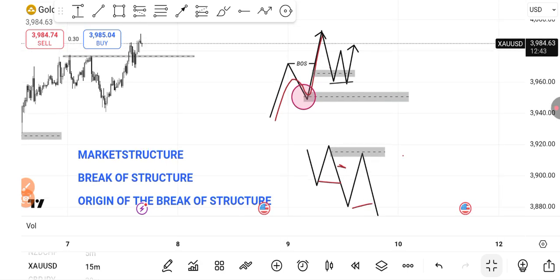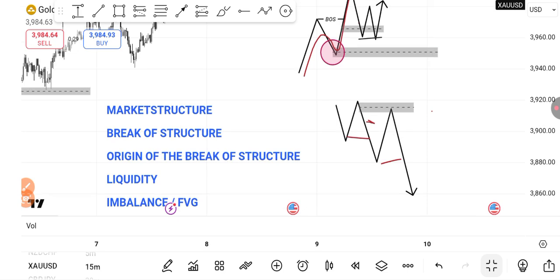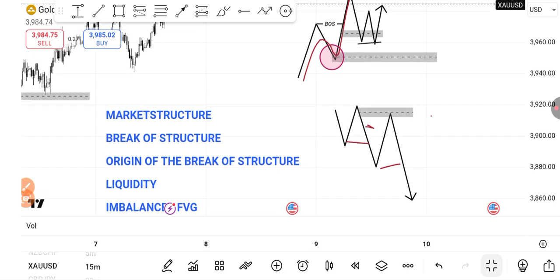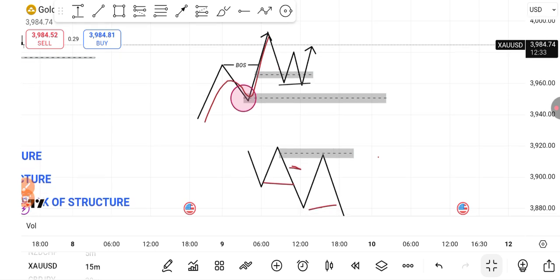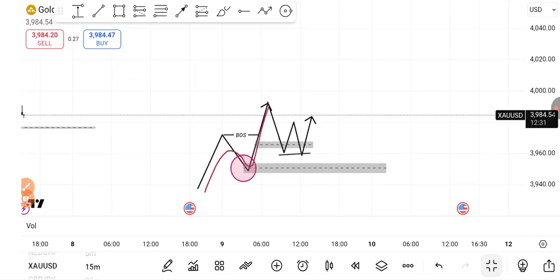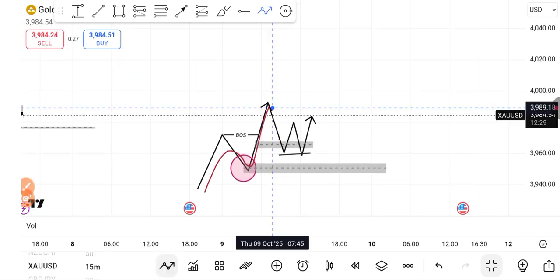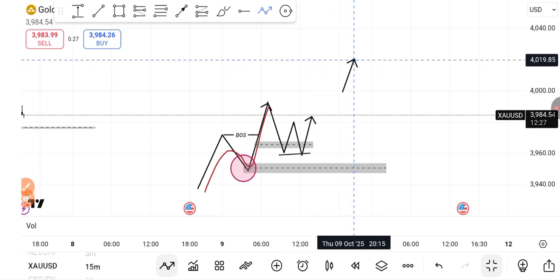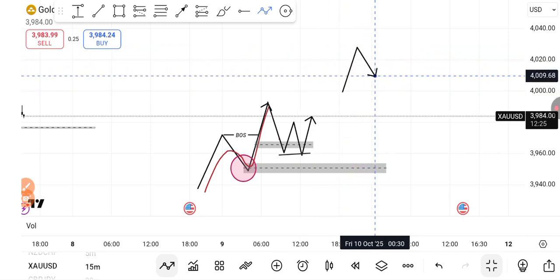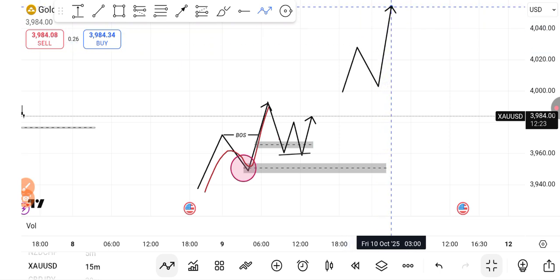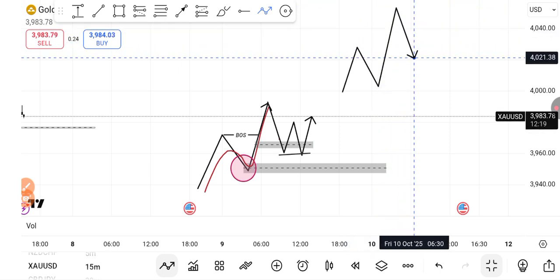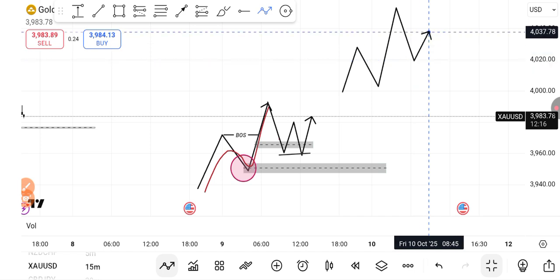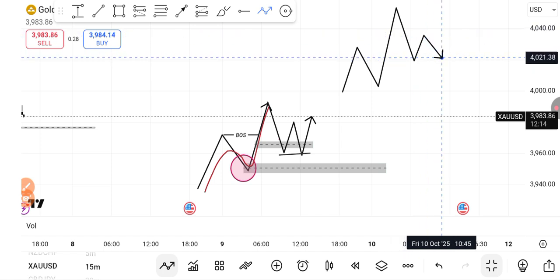So my next point is imbalance. But before imbalance, let me first explain liquidity. Let me do another illustration here to make you understand the proper concept of liquidity. You see market here broke structure, it came back. So this is usually for the early buyers, to trigger the early buyers or the early sellers.